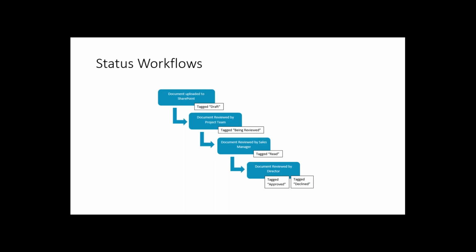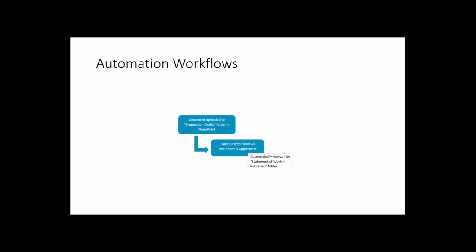Then we have status workflows. So for example, if you have a document, when you upload that document, it is in the draft status, and once it is reviewed by appropriate authority, they can move it to being reviewed while they are reviewing. Once it is reviewed, they can tag it as read, and either approve or decline the document.